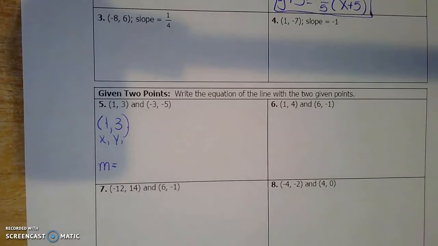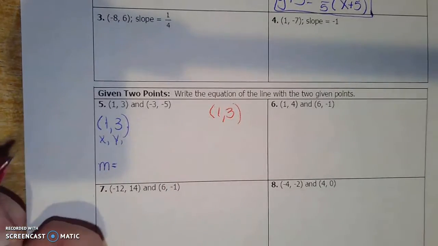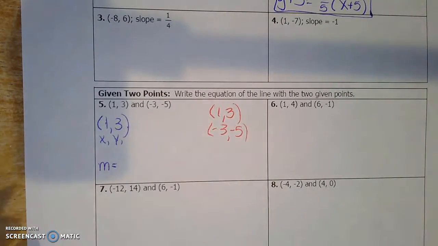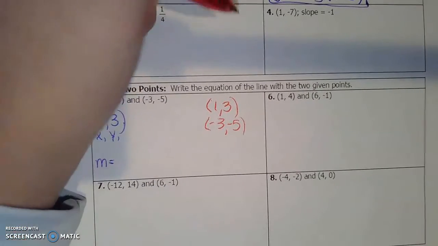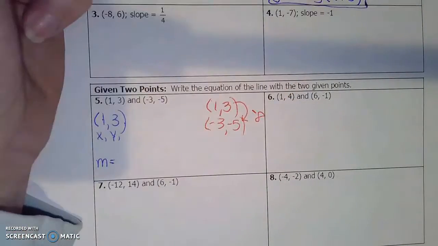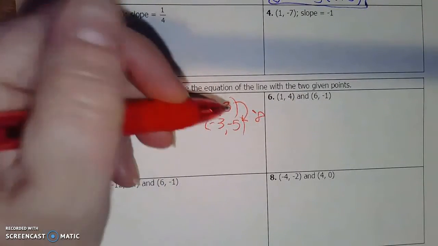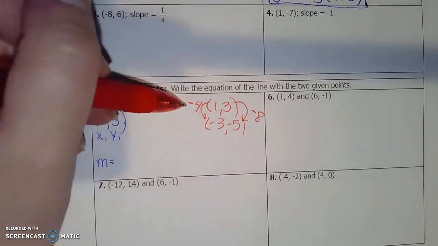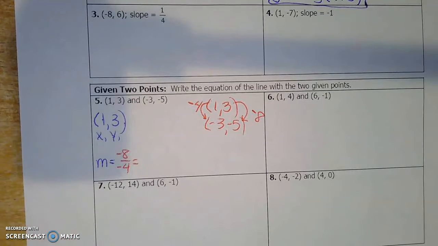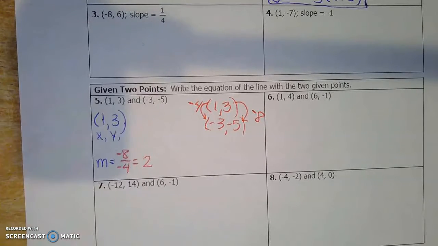So I'm going to stack my points, switch up colors again, keep it more interesting for you. I stack my points, 1, 3, and then -3, -5, and I have to figure out how things change. To go from 3 to -5, I go down 8. And to go from 1 to -3, I go down 4. So when I write my slope, I do right over left. So I have -8 over -4. And then you do need to reduce that. -8 divided by -4 is +2.